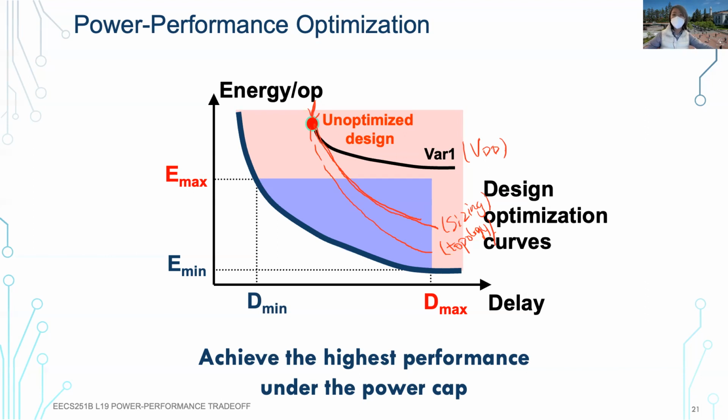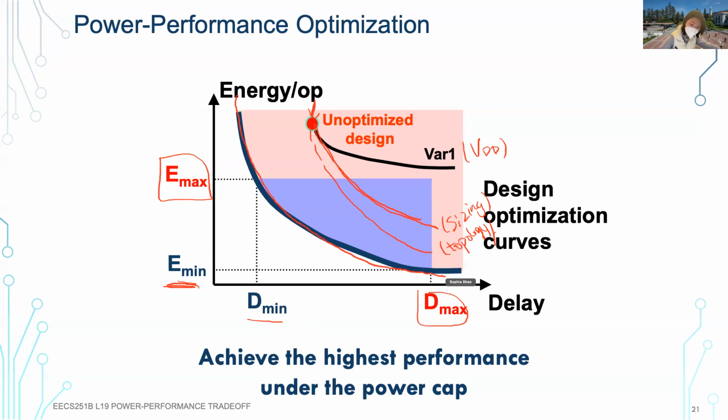Question: I understand that Emax and Dmax are fixed by the requirements of the application, the specs, but what is deciding Emin and Dmin? So I see. Emax and Dmax are basically the spec. This is the spec we have. The question is, how do we know what Emin and Dmin are? Emin and Dmin, the minimum ones, we basically know from this curve.